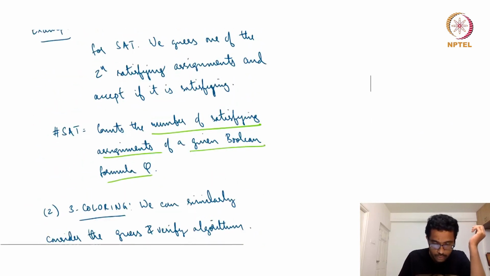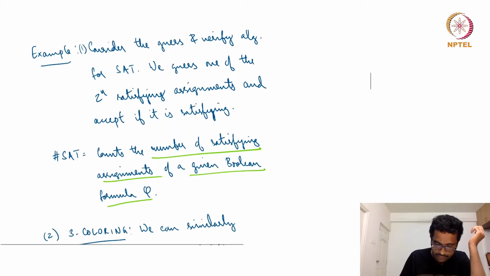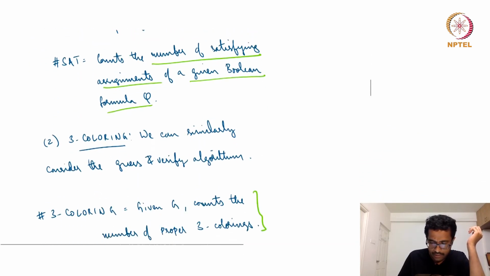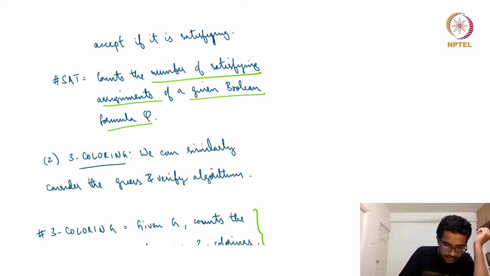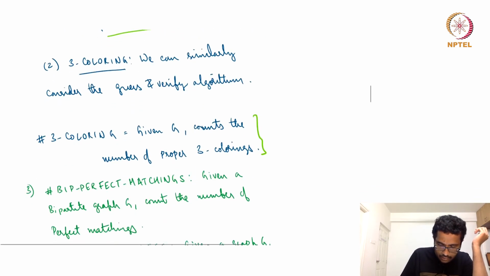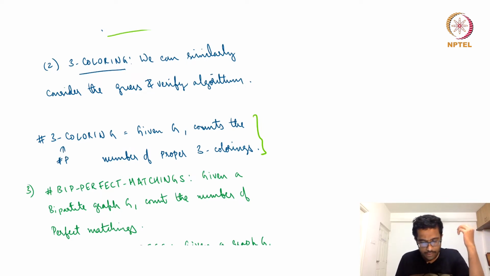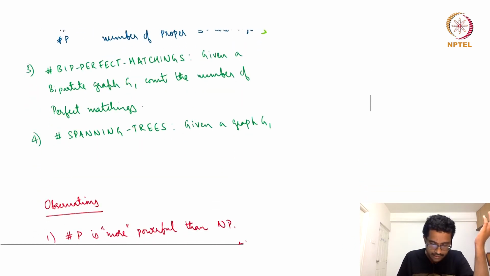So we saw two examples. One is #SAT, which is in #P, and then #3-coloring is in #P. So maybe I'll just write that here. #SAT is in #P, and #3-coloring also is in #P.